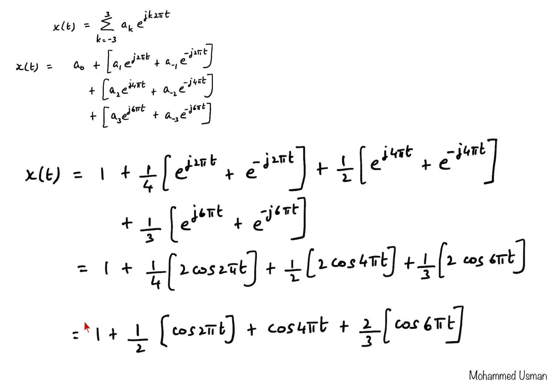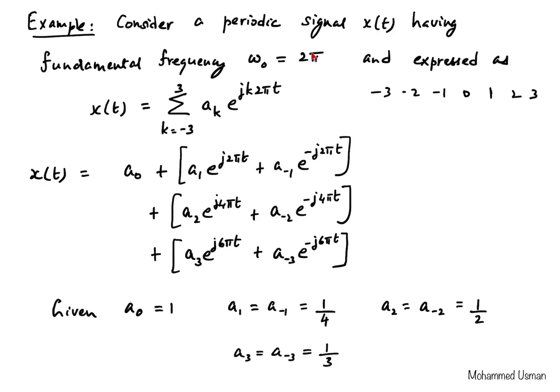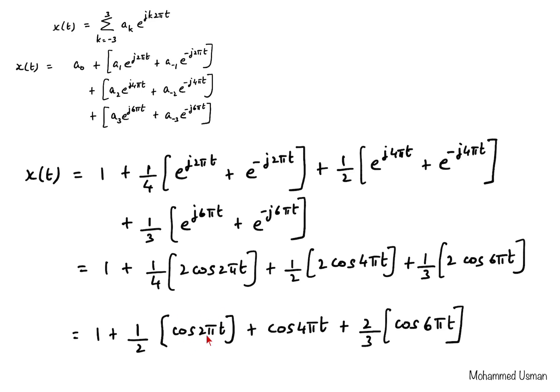cosine 0, that's the 0 frequency term. That's the fundamental frequency term, having a frequency omega. That's cosine omega t. Omega is 2 pi. That corresponds to the omega naught that we have defined here as 2 pi. So that is basically our fundamental frequency term, or it's called the first harmonic term of x of t.